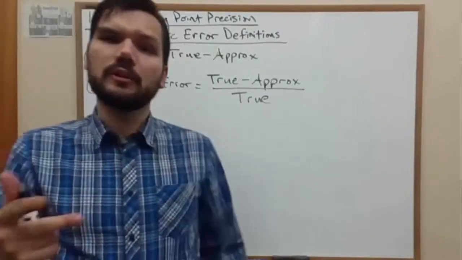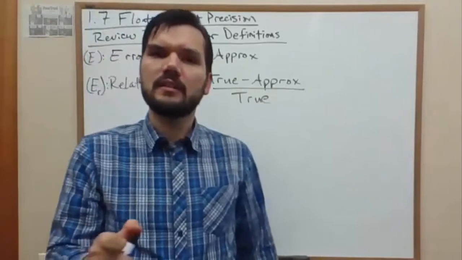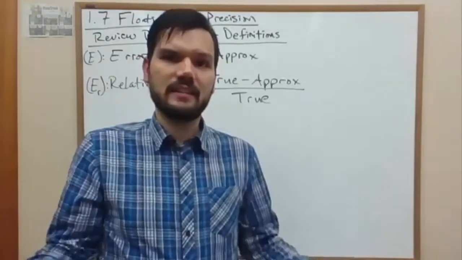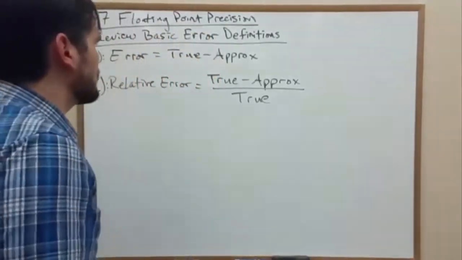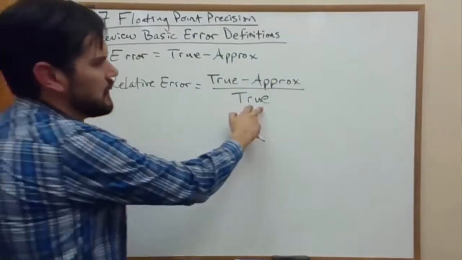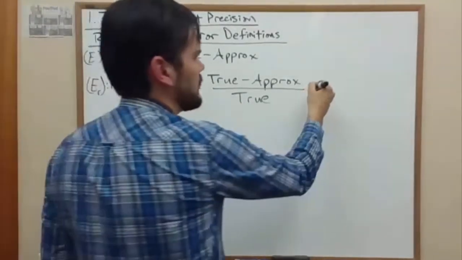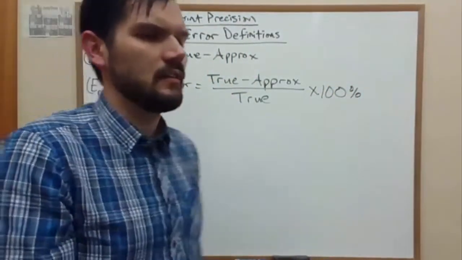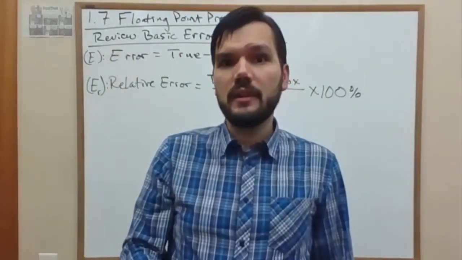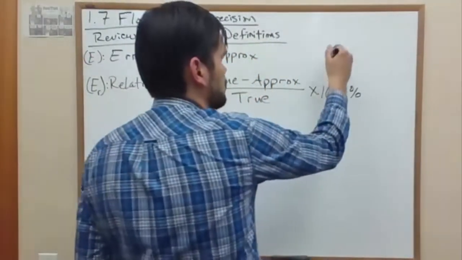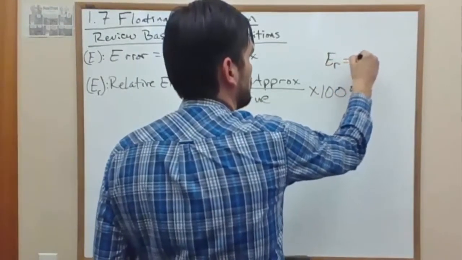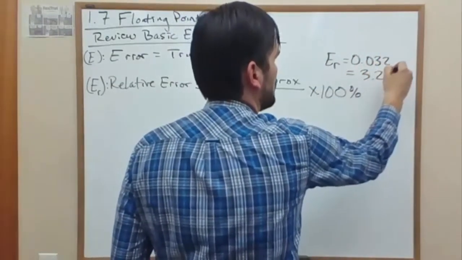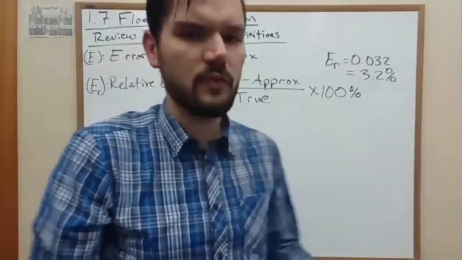Now, relative error is actually more useful because you can compare the relative error of your experiment to someone else's experiment on something entirely different, where the units don't have to match. Because relative error is based upon a percentage. So we often will think of this times 100%. So if you have a relative error of 0.032, that really just means 3.2% relative error. Okay, so that's what it means here.